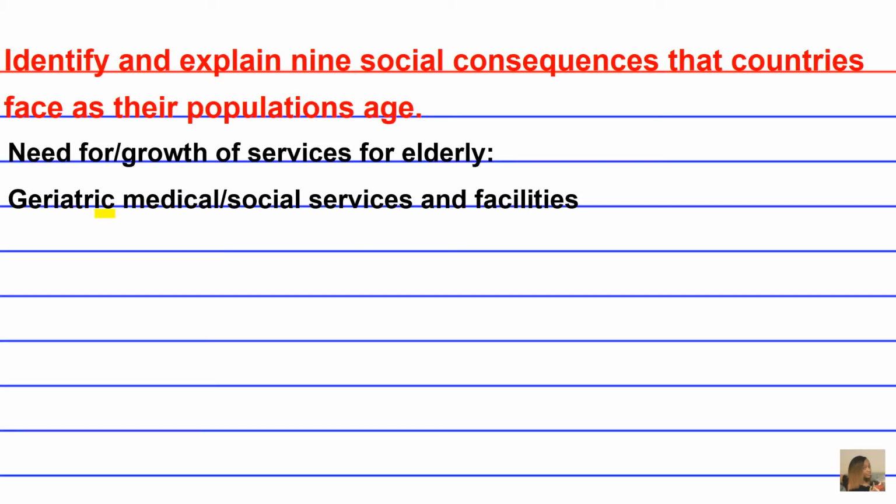And this is obvious because you need more geriatric medical and social services for a sick and struggling older population, although the older population now is more financially secure than previous generations, as well as facilities like nursing homes to take care of the older population.